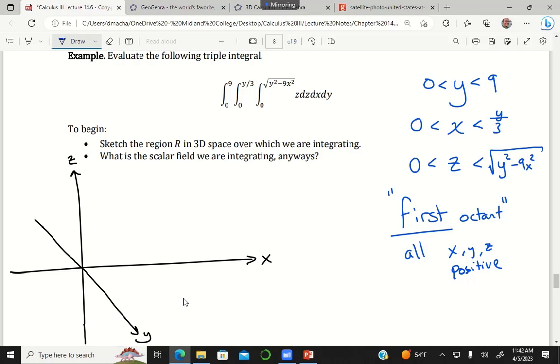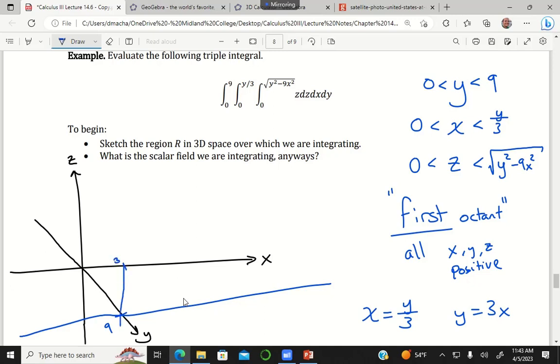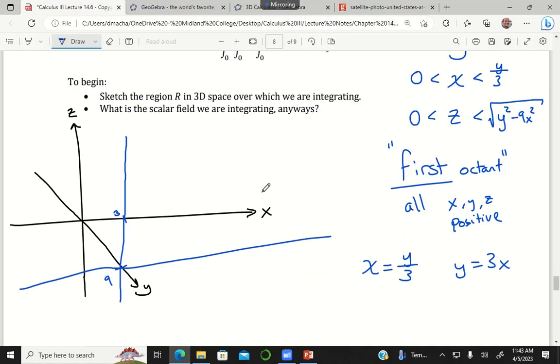So y can't be larger than 9, and so at some point on my y-axis there's a point 9, and I can't go past that. For my upper bound of x, I can write x equals y over 3, or I could write y is equal to 3x. And I'll try to draw the line y equals 3x in the xy plane, and it's kind of going across like that. It's really hard to draw this in three-dimensional space, right? Because it kind of looks like this is going up, but it's not. It's going back into the xy plane. This is the line y equals 3x.